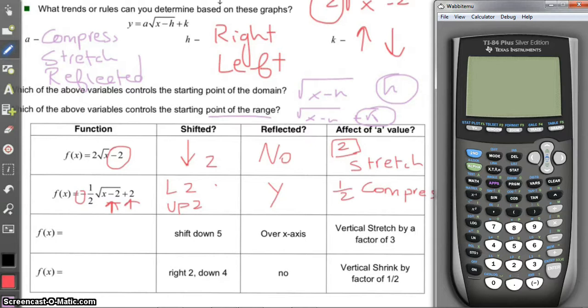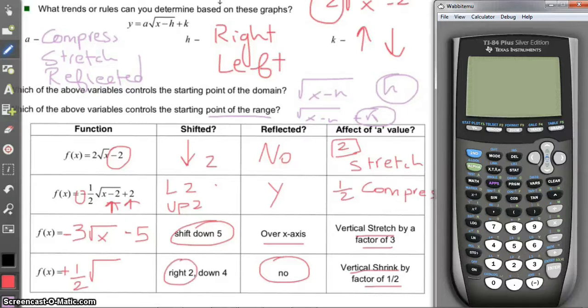Now in the other examples, they gave you the changes and you're supposed to write down the equation. So vertical stretch by 3, so that's a 3. There's a reflection, so a negative. Shift down, there's no right or left, so there's only x under the radical. Down, so -5 outside the radical. Now vertical shrink by a factor of half, so a half. No reflection, so it's a plus, it's not a minus. Square root of right 2, so it's going to be x minus 2. And down 4, so it means -4 on the outside. That is your equation, f of x equals this.